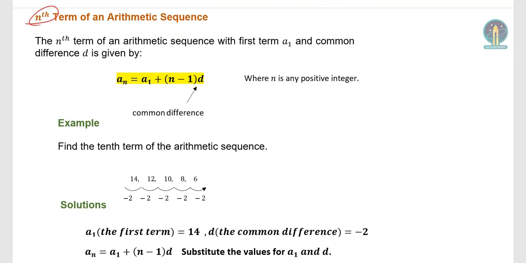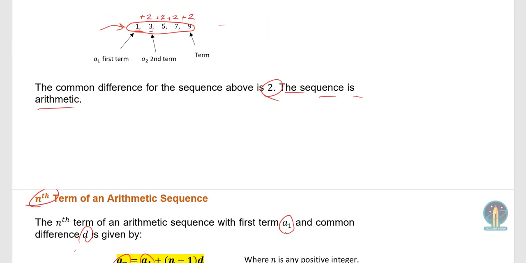The nth term of an arithmetic sequence with first term a sub 1 and common difference d is given by this equation. A sub n, which is the nth term, is equal to the initial term, the first term, plus the order of the nth term. So there's the term itself, the value of the term, and then there's what order this term happens to be within the sequence.